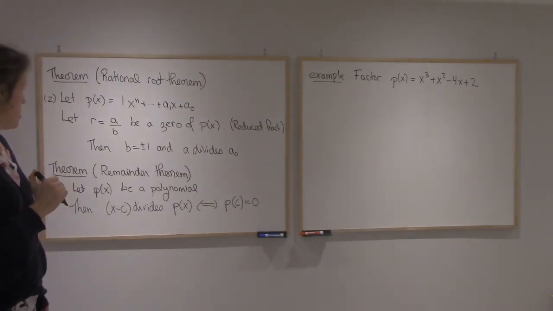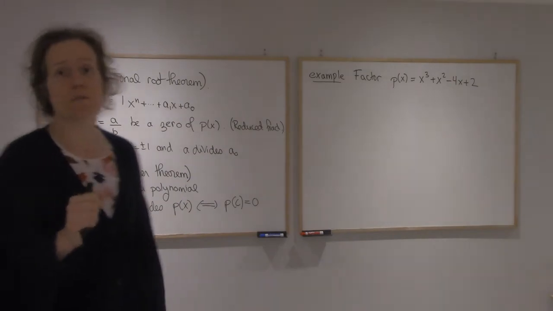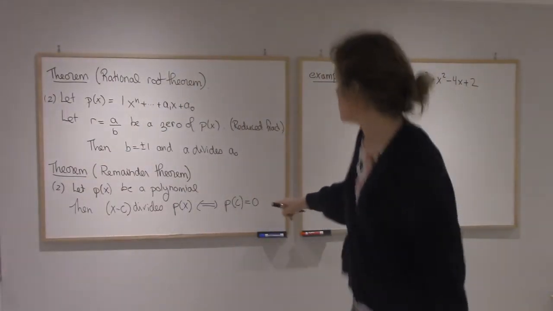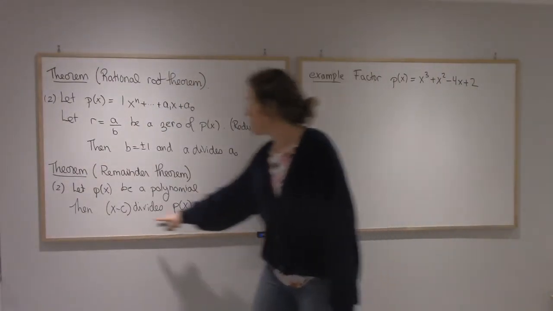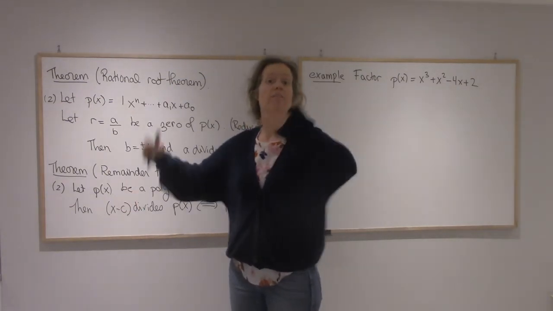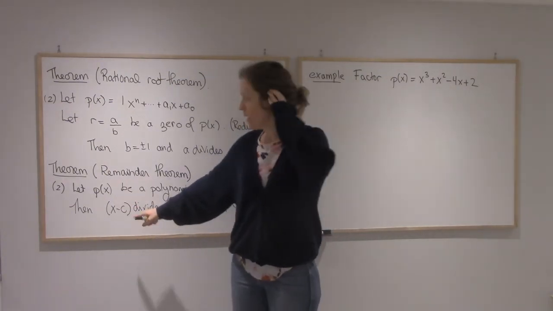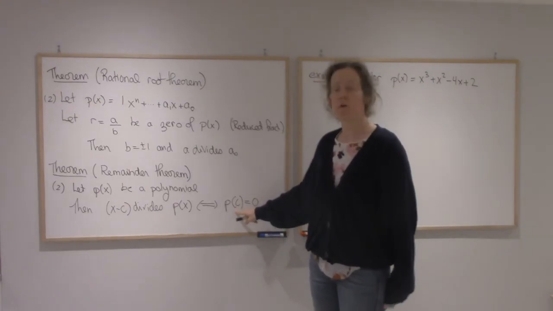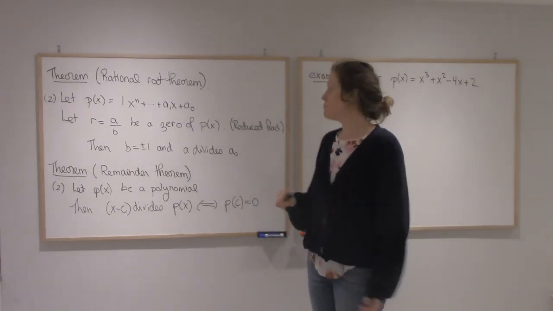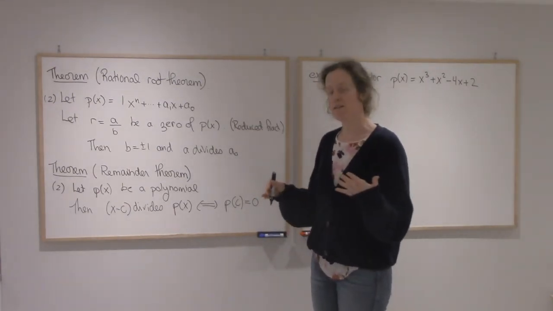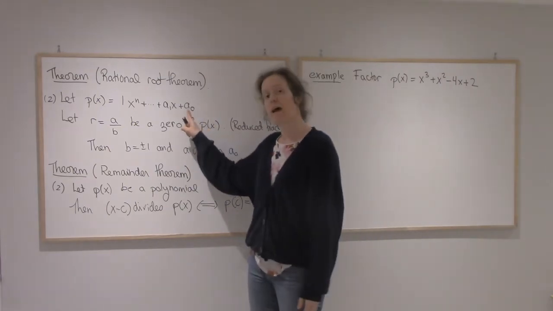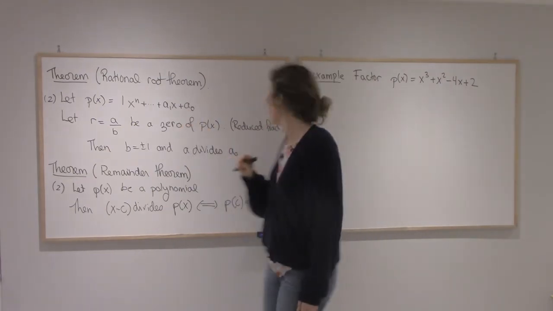So the remainder theorem tells us that if we could find a 0, then we would have one factor at least, and then we could figure out the rest later. So we need to find a 0. Now the rational root theorem tells us that if we want to find a 0, we have to look at the divisors of the constant term.